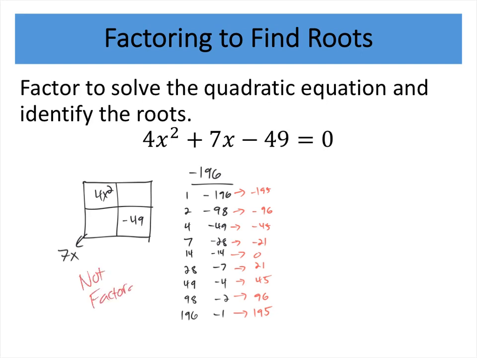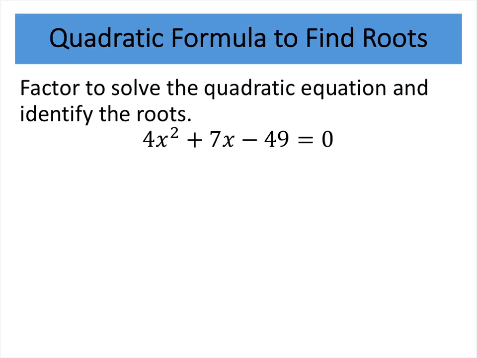And to find the roots, we have to use the quadratic formula. So when things aren't factorable, we have to use the quadratic formula. So to use the quadratic formula, we're going to use A, B, and C. We know A is 4, B is 7, and C is negative 49. And we're going to use our quadratic formula, x equals negative b, so the x means the x-intercepts, negative b plus or minus the square root of b squared minus 4 times a times c, all over 2 times a.